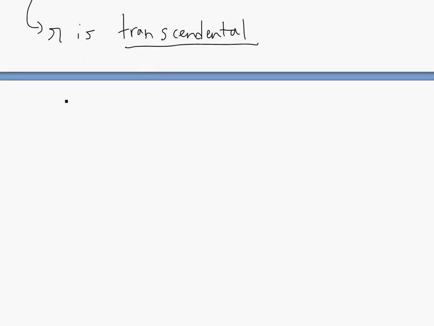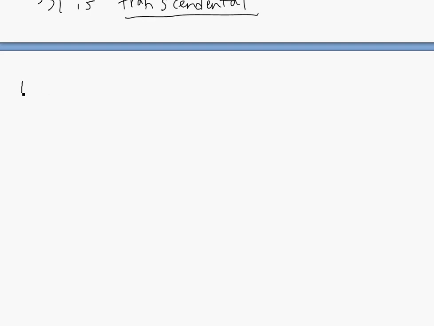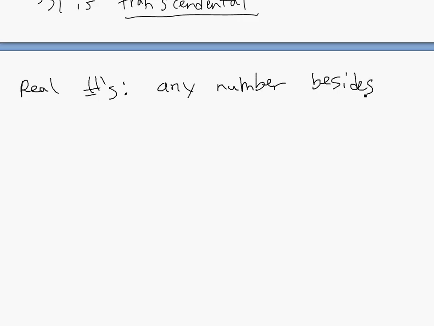So this one we'll go into later, but another number type we're going to look at is real numbers. Well, real numbers is basically any number besides imaginary numbers. This is basically what it is. And if you want to know what imaginary numbers are, you can see my other video on imaginary numbers. So real is anything but that.